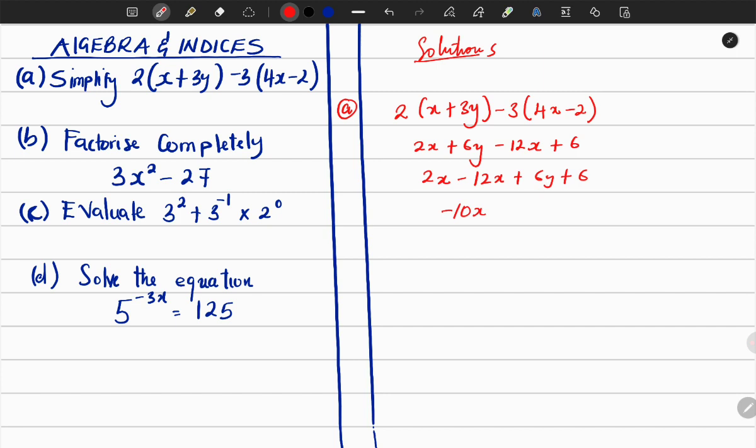Can 6y and 6 add? No, they can't. Reason? These are not the same. They are not having the same variable. So you write them the way they are. Just like that.